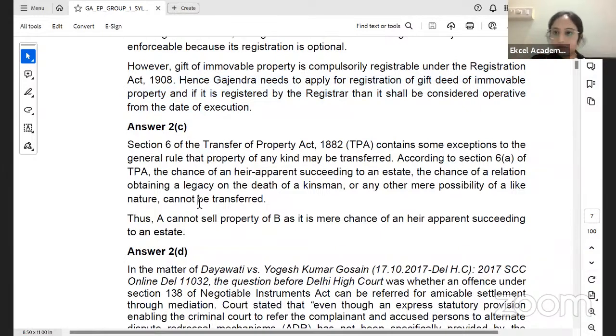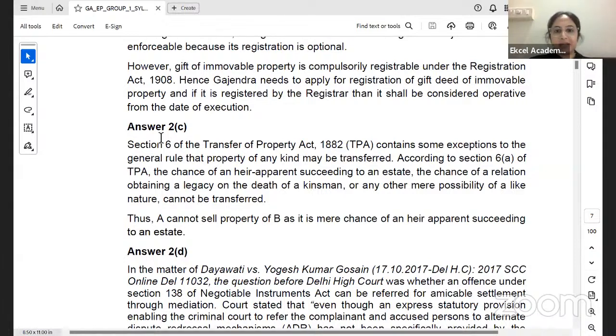See, actually, if you apply common sense, you will know that it is not valid. When the owner is alive, just because he is going to get the property after the death of the father, he cannot say that today I will sell. He can't become the owner today itself. So it's not valid. So how they have given the answer, what they have written, we will see.